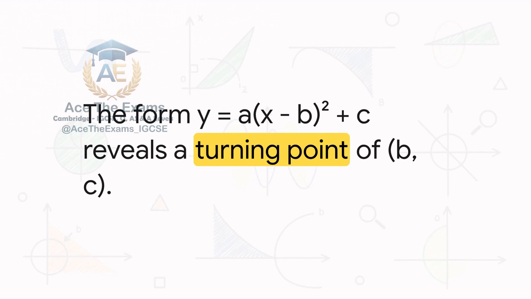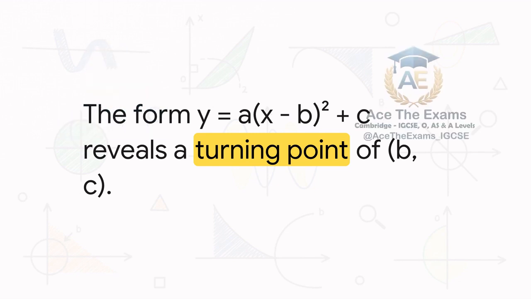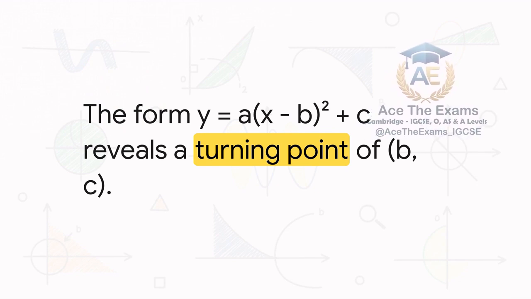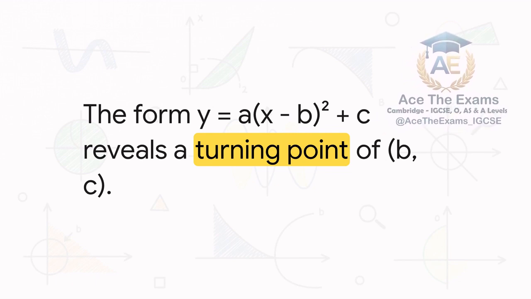Let that sink in. For example, if you rearrange your algebra and end up with y equals (x minus 5) squared plus 2, your turning point is exactly at the coordinates (5, 2). Boom! No complex calculations, no guessing, you just pull the numbers straight out of the brackets.